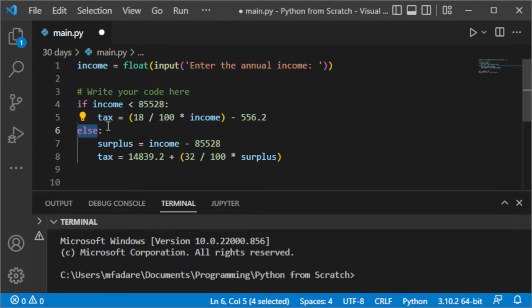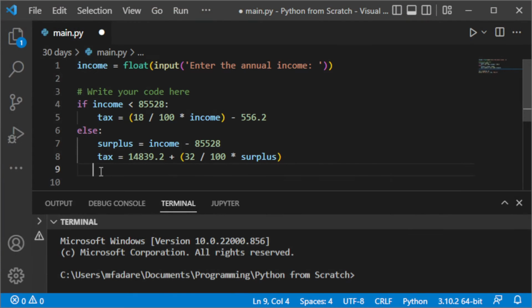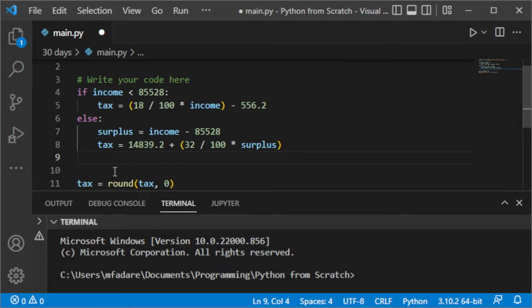Now, the reason why we are using else here is because we are now checking for the other part. That means if income is equal to this amount or greater than this amount, then we get the surplus. And how to get the surplus is by getting the income minus the amount, right? Then the tax will now be 14,000 plus 32% of the surplus. Then the other condition that we've been asked to get is that if the tax calculated is less than or equal to 0, our tax return should also be 0.